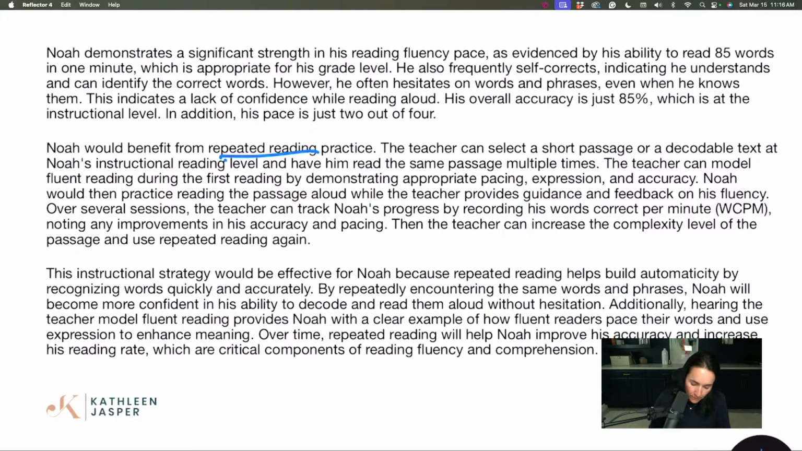Be direct. The teacher can select a short passage. Now, this is where we start to get specific. I'm a little general here. Repeated reading. Okay, what is that? Now let's define it. This is my little formula here. Do the strategy, define the strategy.